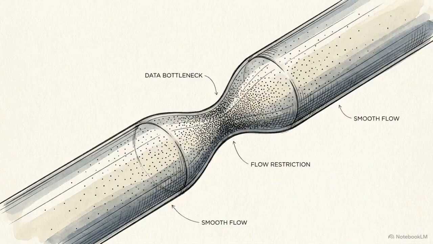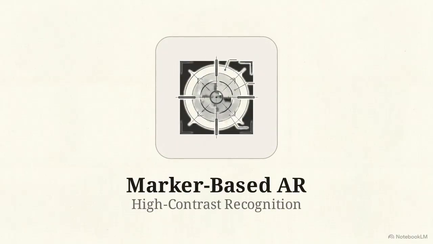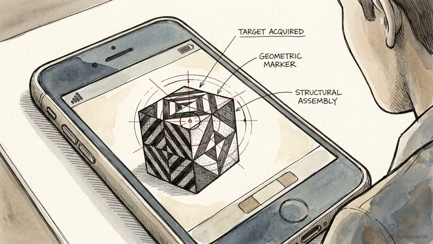The most demanding computational bottleneck in that pipeline is spatial tracking. Forcing a machine to understand its exact position and orientation within a 3D space requires intense processing power. The most reliable tracking method engineers use is marker-based AR. It offers extremely high spatial accuracy with a very low processing footprint.